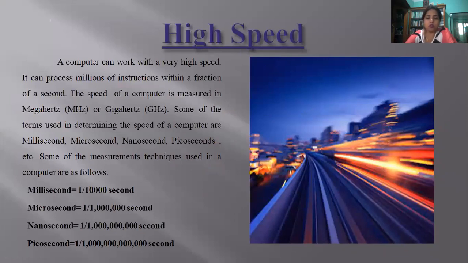Now, don't write these things. Just keep in your mind that computer works at very high speed, and the speed of computer is measured in gigahertz. The computers we are using nowadays have speed measured in terms of picoseconds. The data processing capability. Correct?